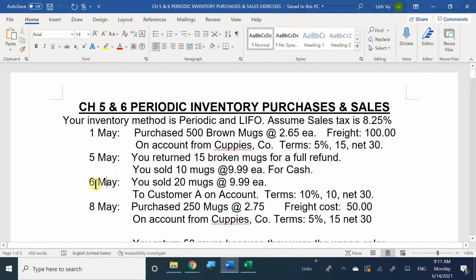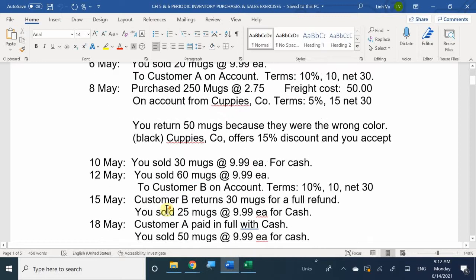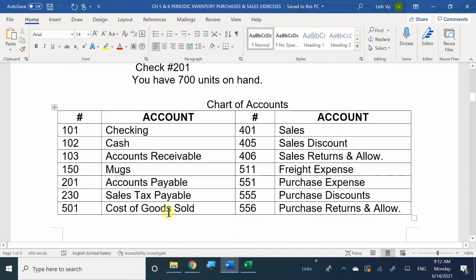Okay. So then on May 6th, what happened here? We sold 20 mugs for $9.99 each to customer A, with the terms 10% if they paid within 10 days, correct? Okay. So how are we going to journalize this? Okay. I'll give you your chart of accounts.